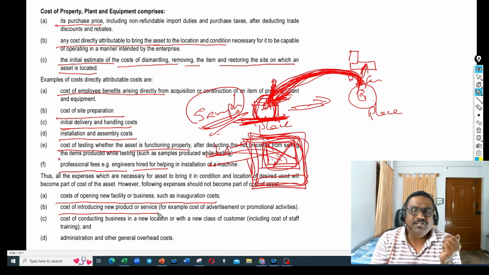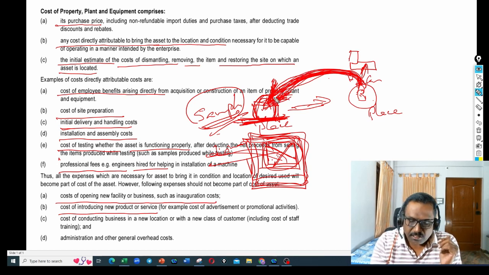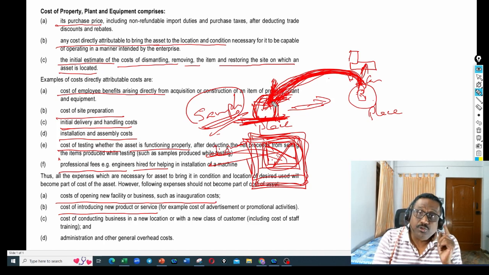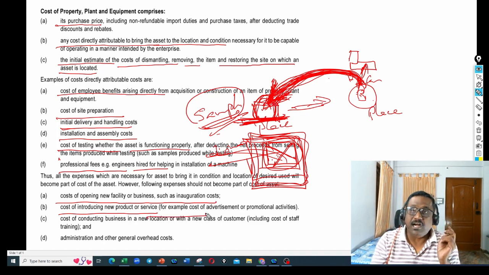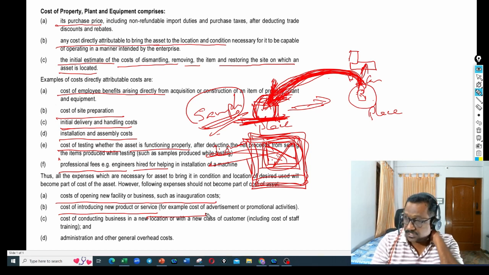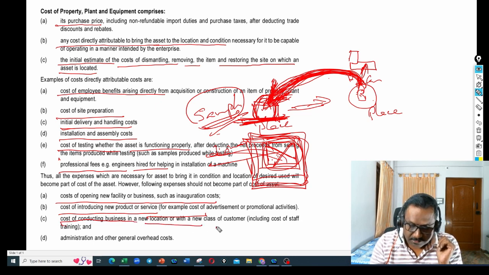Cost of introducing a new product or service. That comes under advertisement and promotional activity. It doesn't have any relation to the new machinery installation. You are advertising your product, you are trying to sell your product, you are communicating to the customers that yes, this product is available. It doesn't have any relation to the installation of the new machinery. So you should not include the promotional cost or advertisement cost as a part of your cost of property. Clear? Next.